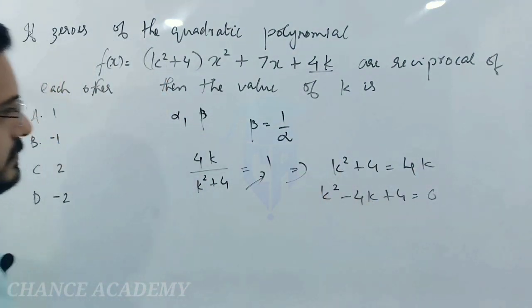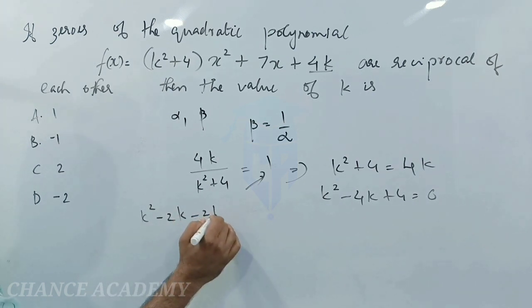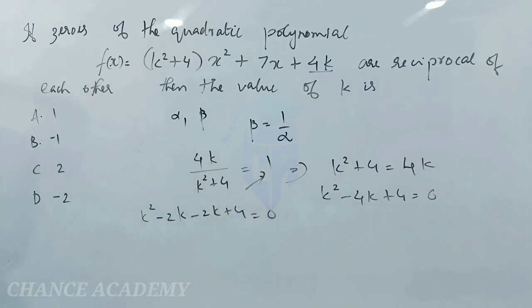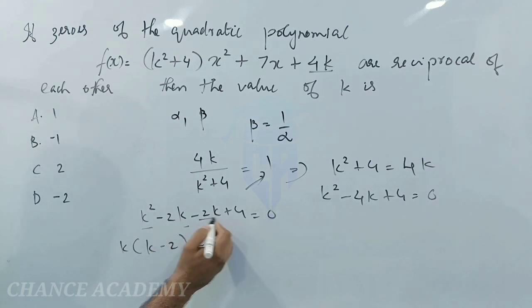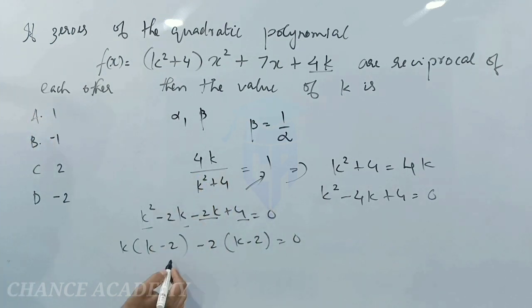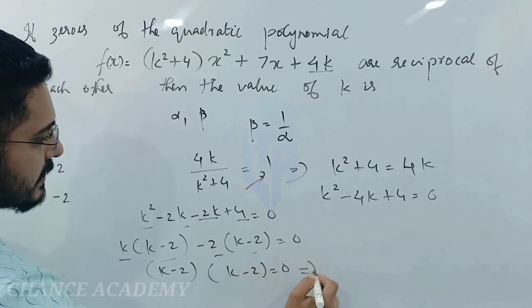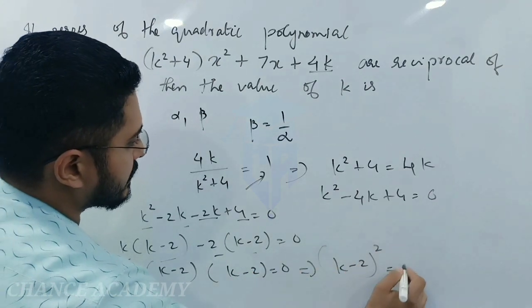So you can factorize this either by splitting the middle term or by quadratic formula. In this case, if you are splitting the middle term, k square minus 4k, I'll be representing that by minus 2k minus 2k plus 4 is equal to 0. So I can take common, so that k into k minus 2. I'll take minus 2 from these two terms, so that it will be minus 2 into k minus 2 is equal to 0. Now take k minus 2 common. So k minus 2 into the remaining things, which will be k and minus 2. This is actually k minus 2, the whole square, is equal to 0.